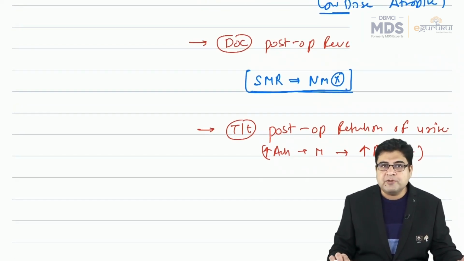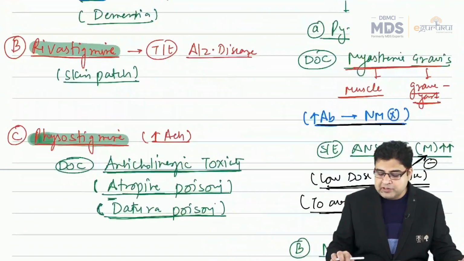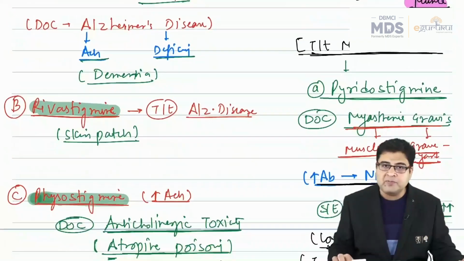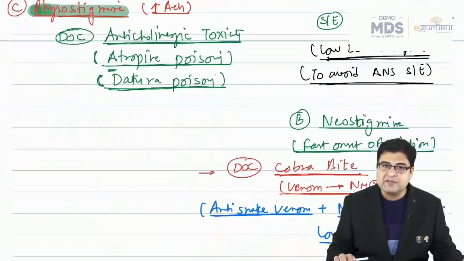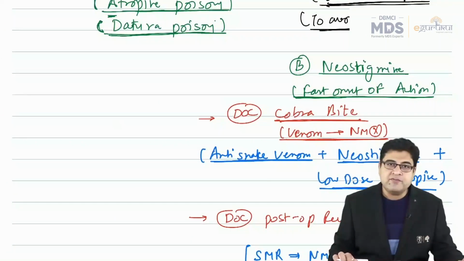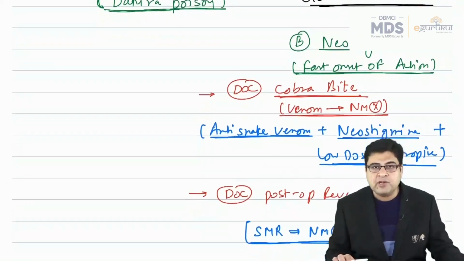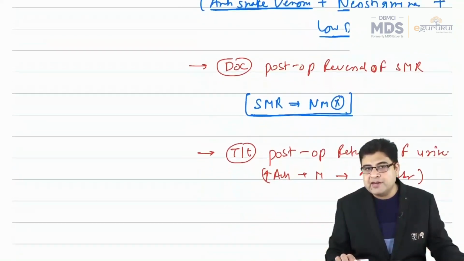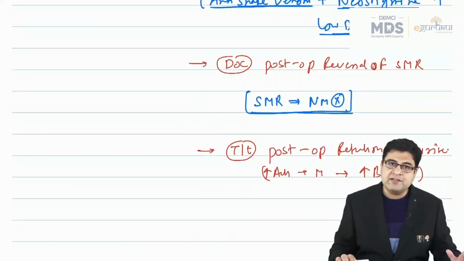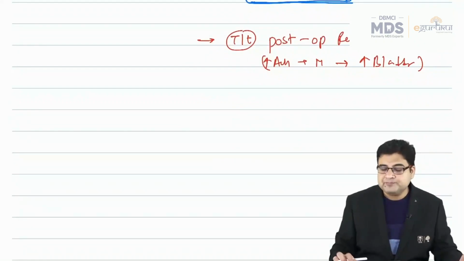The drug is neostigmine. So we have two medicines which are quaternary that we have discussed. Number one is pyridostigmine. That is a drug of choice for myasthenia gravis. The second drug is neostigmine. That's a fast onset of action. So we prefer it for acute conditions like cobra bite. Second is post-operative reversal of muscle relaxant and post-operative retention of urine.